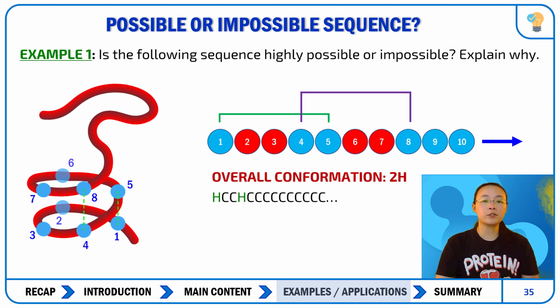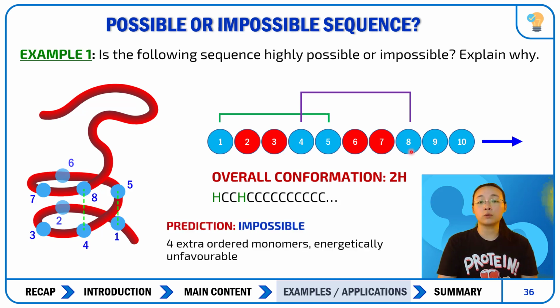We're going to take the first monomer in the 1D sequence that is hydrogen bonded as H. Then we get CC, another hydrogen bond starts at monomer 4, so that's in the helix state, and the rest is C. So is this favorable? The answer is no. Looking at the sequence, we have 4 monomers in red that are not hydrogen bonded and want to freely rotate but can't. So it's highly energetically unfavorable, and therefore the sequence is highly improbable.